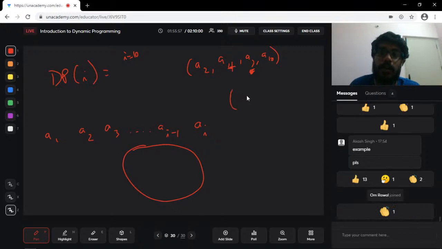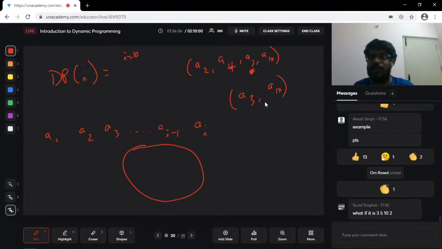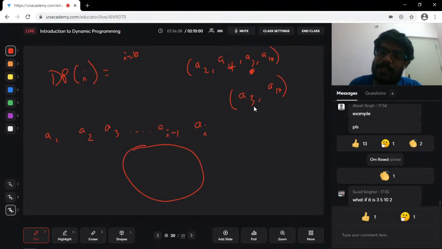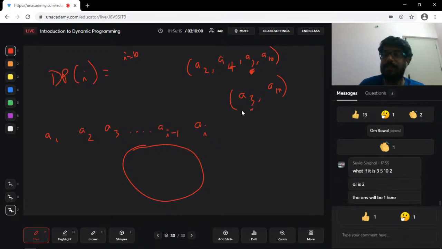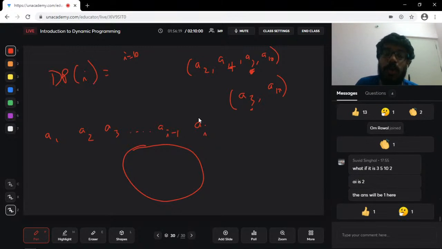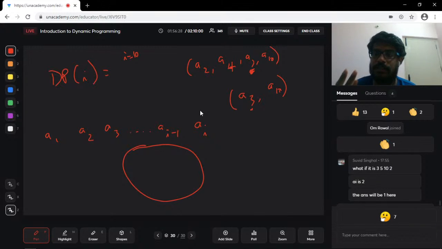I could have another increasing subsequence, say A3 and A10. Maybe A3 is less than A10, so A3 and A10 is a valid increasing subsequence. In this case, the last element is A10 and the element before that is A3. And that is the question we are asking. The last element is definitely AI. What is the element in the increasing subsequence just before it? And now there are not just two options. There are I options.